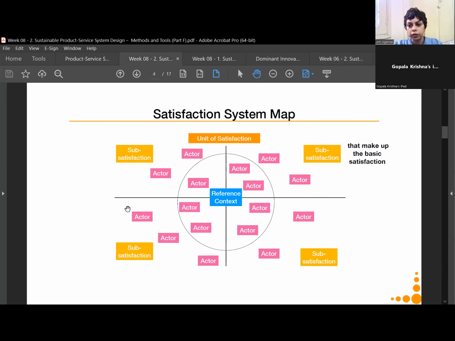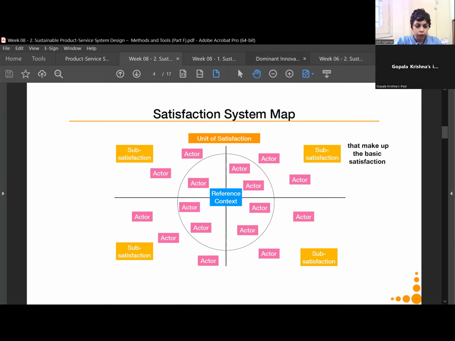Now, this is the satisfaction system map. Maybe the naming is a bit confusing, but this is completely different from what we were doing here. What we are doing in the satisfaction system map is, at the end of the initial strategic analysis, we have already identified and analyzed the whole reference context. So we know what our context of design is, what we want to achieve, who the stakeholders are, who the actors are. A big part of the strategic analysis is identification of actors, how they interact, who handles what aspect, or who is affected by what aspect of the design or the PSS. All that we have already done in strategic analysis.